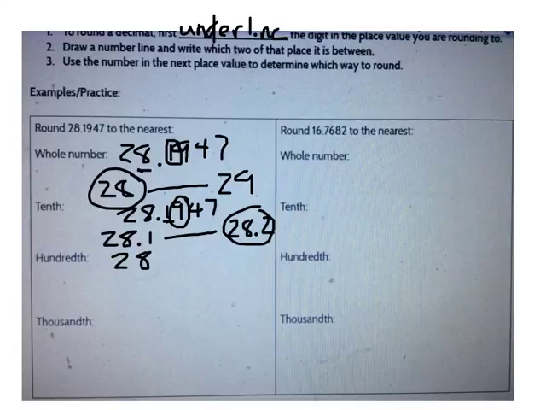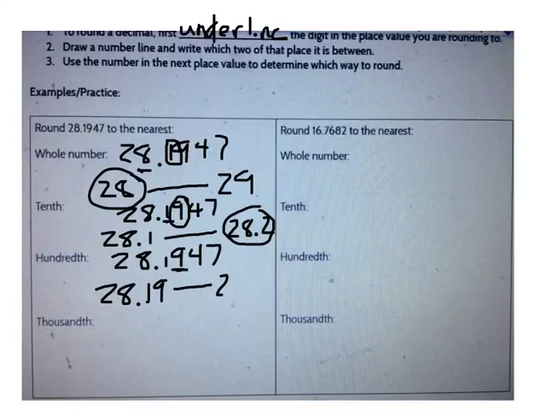Now let's round to the nearest hundredth. Which digit is in the hundredths place? The 9 is in the hundredths place. So I know this is between 28 and 19 hundredths and 28 and 20 hundredths. Which way does the 4 tell me to round? It's closer to 28 and 19 hundredths.